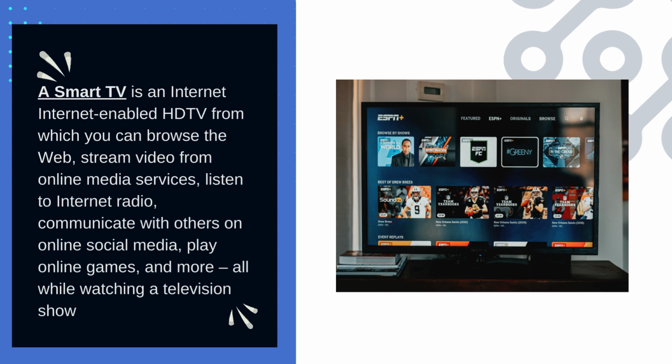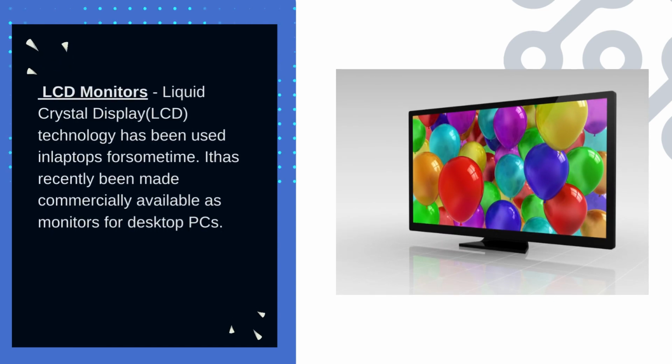A smart TV is an internet-enabled HDTV from which you can browse the web, stream video from online media services, listen to internet radio, communicate with others on online social media, play online games, and more, all while watching a television show.